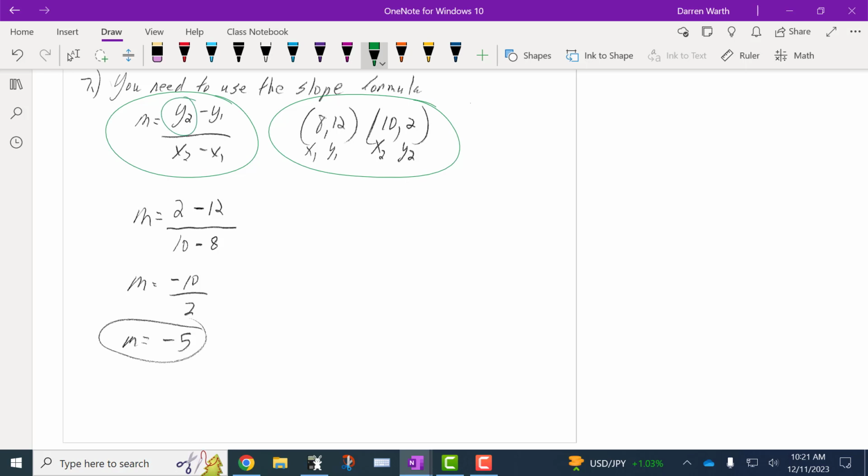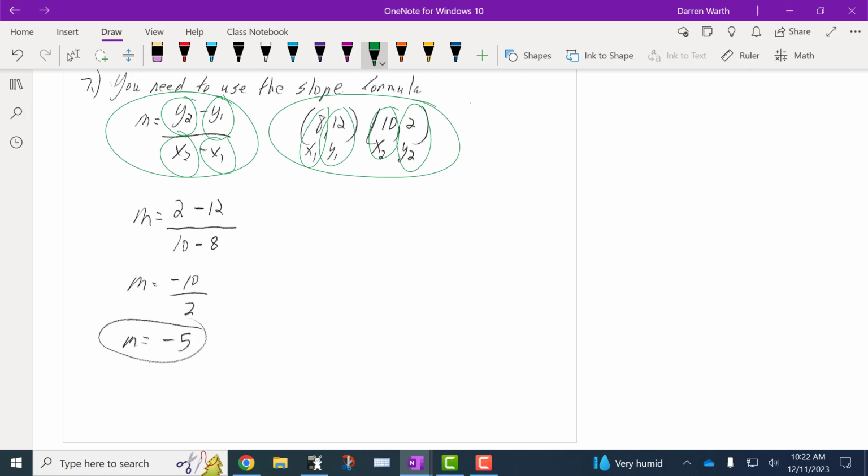Remember, y sub 2 stands for the second y. So here's my second y minus my first y. And then we take the second x, so here's my second x, and we're going to subtract the first x, so there's my first x. So now we go ahead and solve that.